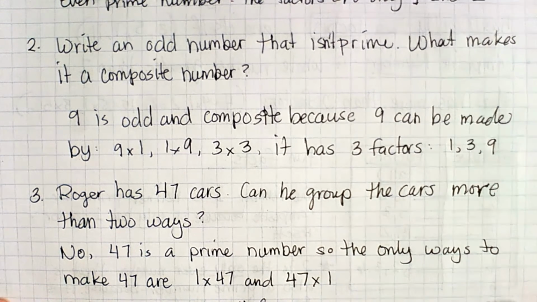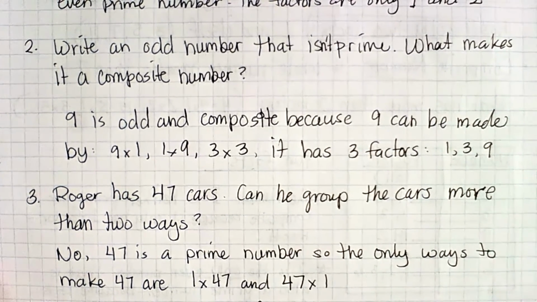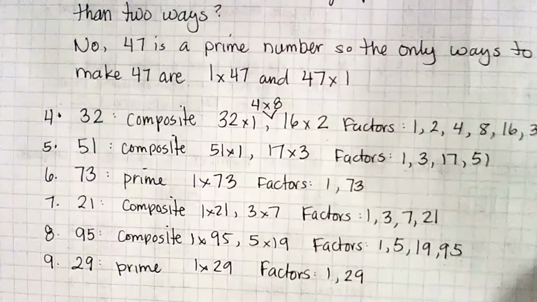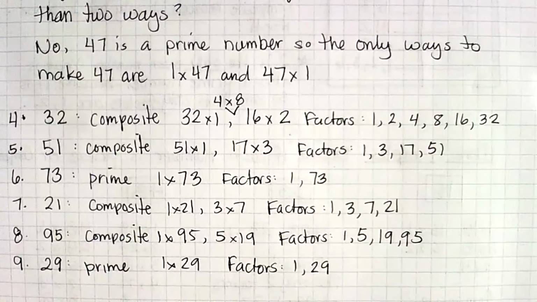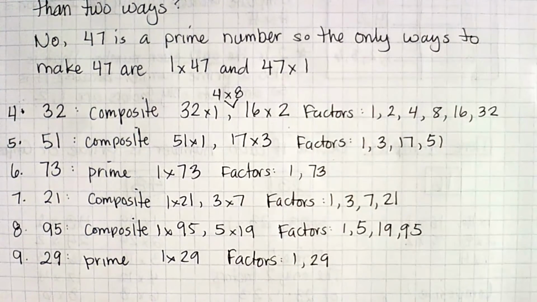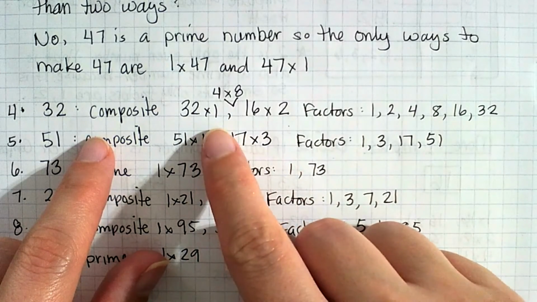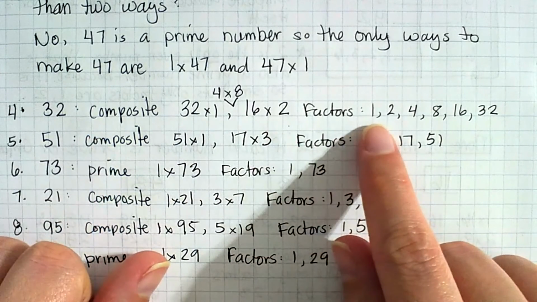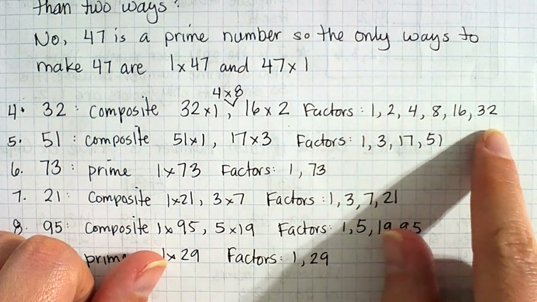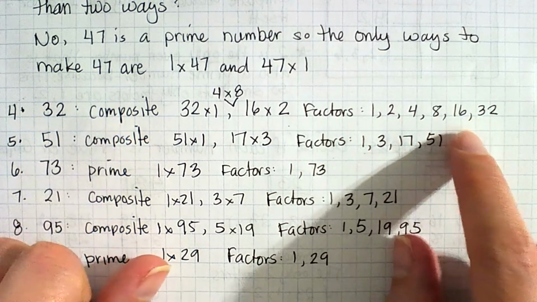Now for numbers 4 through 9, we're looking to find out if the numbers that they gave us are prime or composite. So what I did over here is I listed all of the factors and factor pairs and then decided whether it's prime or composite. So for the number 32, I can do 32 times 1, 16 times 2, or 4 times 8. So since the factors of 32 are 1, 2, 4, 8, 16, and 32, that makes it a composite number. Anytime it has more than 2 factors, it's composite.